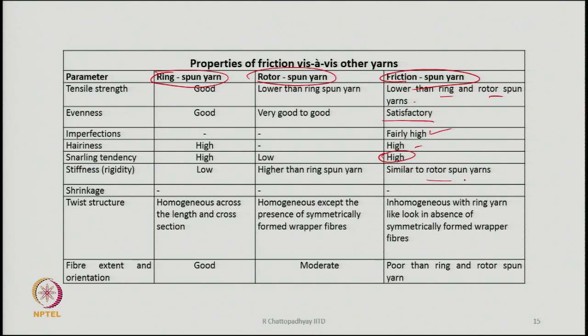Stiffness similar to rotor spun yarns. Twist structure inhomogeneous with ring yarn like look in absence of symmetrically formed wrapper fibers. It gives a look which looks like a ring yarn, that is look wise. Fiber extent and orientation poor than ring and rotor spun yarns on the surface, especially for drape 2 they will be poor, because most of the fibers will be hooked and looped. In drape 3 also, you look at the surface fibers, most of them will be hooked and looped, because they are falling on a slower moving surface.